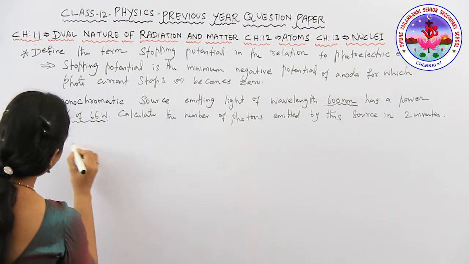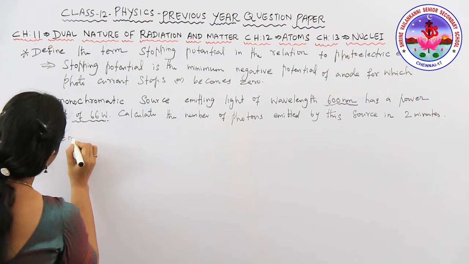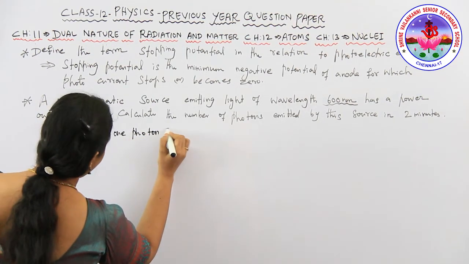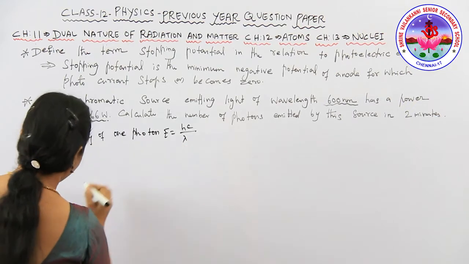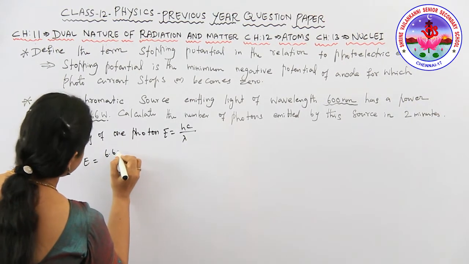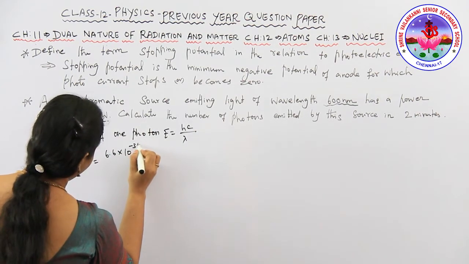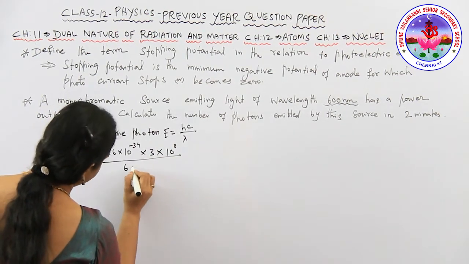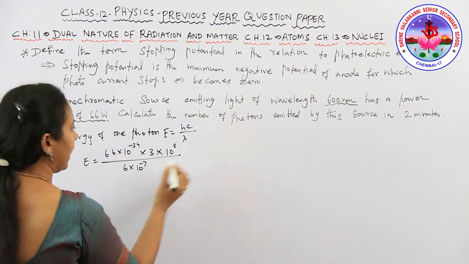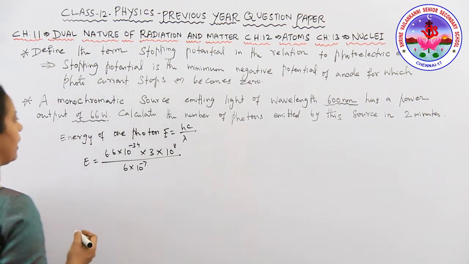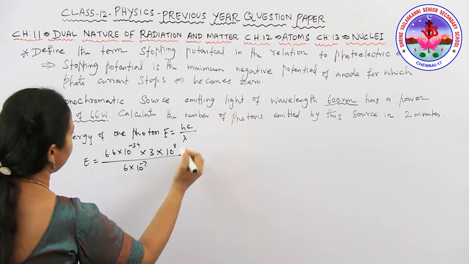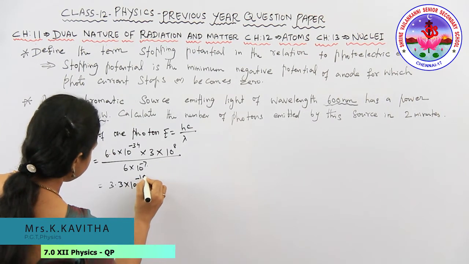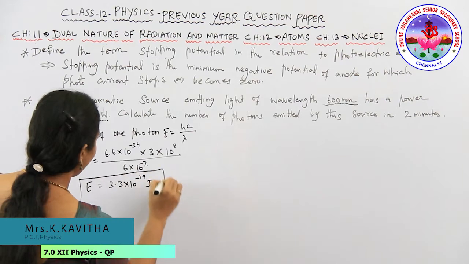So here you can write the formula for the energy of one photon. Energy of one photon E is equal to hc by lambda. So E is equal to 6.6 into 10 power minus 34, the standard value, times c, which is 3 into 10 power 8, whole divided by the lambda value, which is 6 into 10 power minus 7. These are all standard values that they will provide in the question paper itself. So E is equal to hc by lambda, that is 3.3 into 10 power minus 19 joule. This is the energy of one photon.